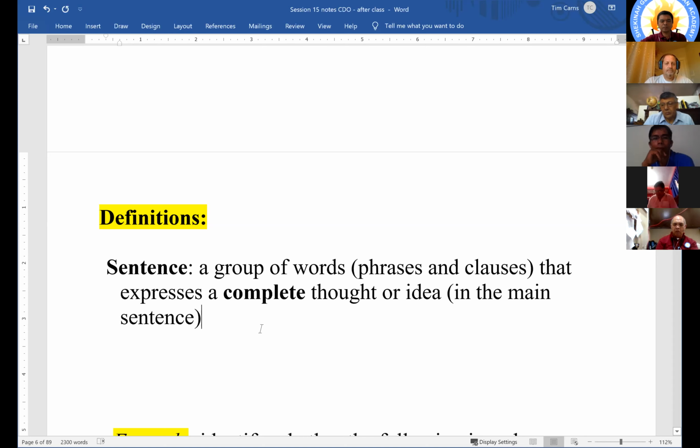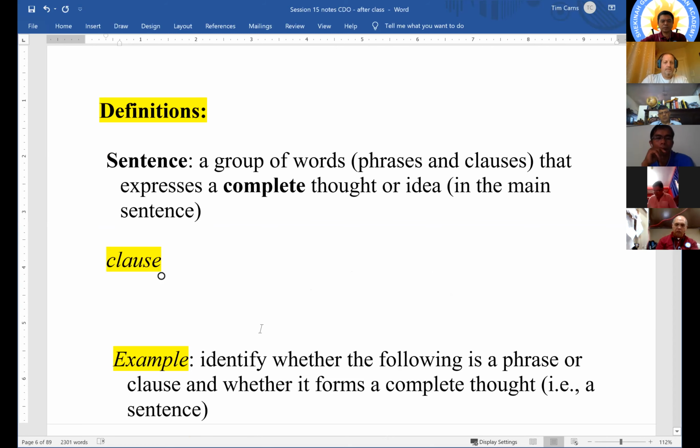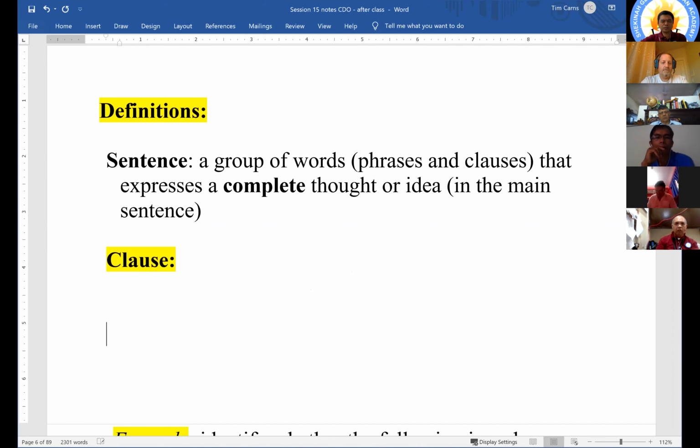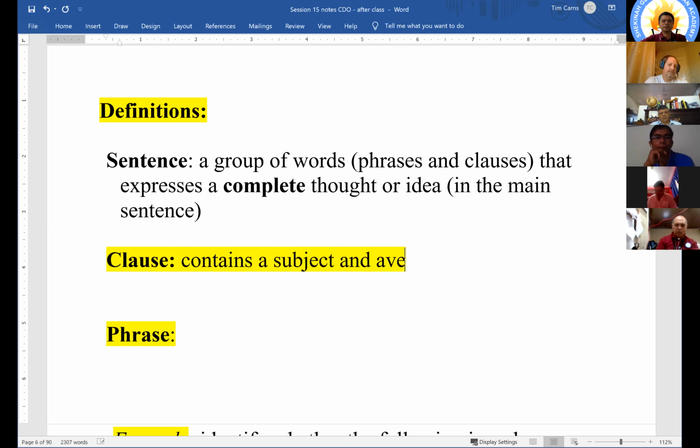Okay. Now we see these words here. Clause. Let's talk about that for a minute. Now a clause. What I want to do is give you an understanding of the difference between a clause and a phrase. A clause, simply think of it this way, contains a subject and a verb. Okay?